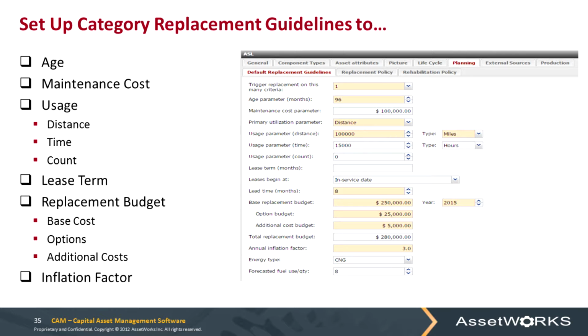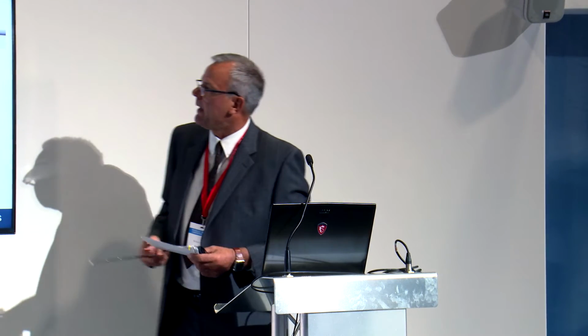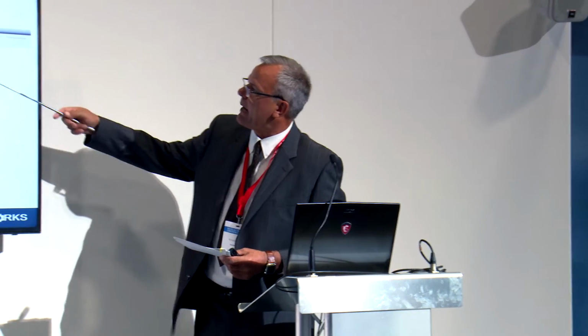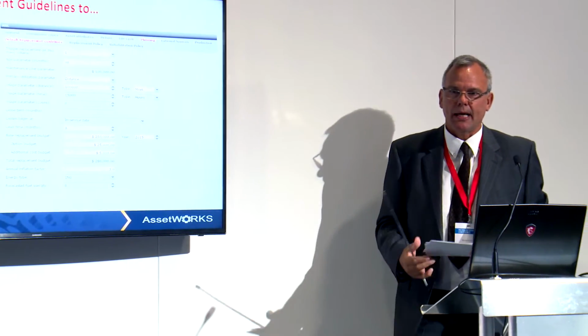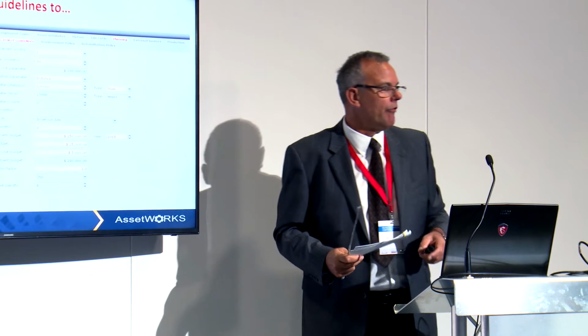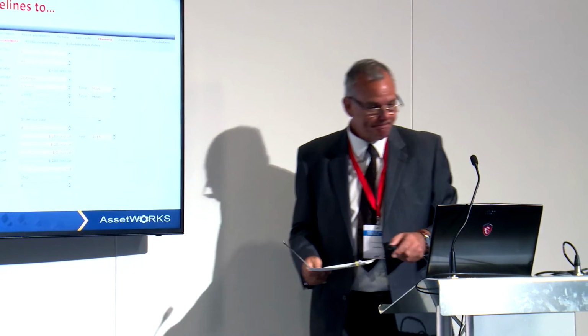And then on the bottom half of the grid, we have lease term if it's leased, and your basic replacement costs with an annual inflation factor. So that will then calculate the month that this asset is due replacement, and it will calculate the replacement costs as well. And again, you can move around with these guidelines, and you would set that up for each individual category of asset that applies.